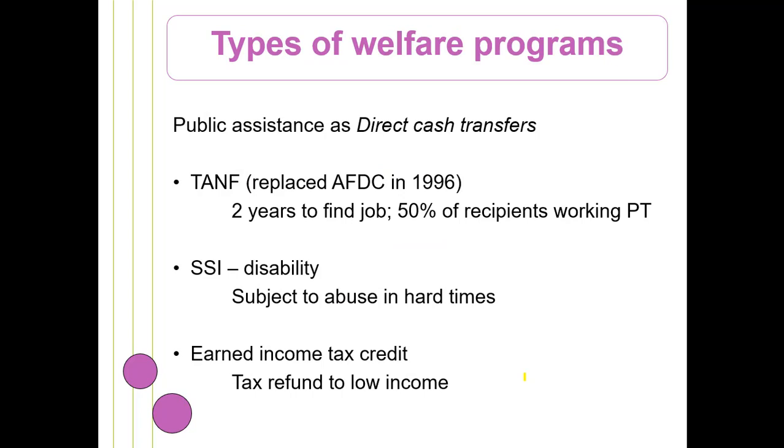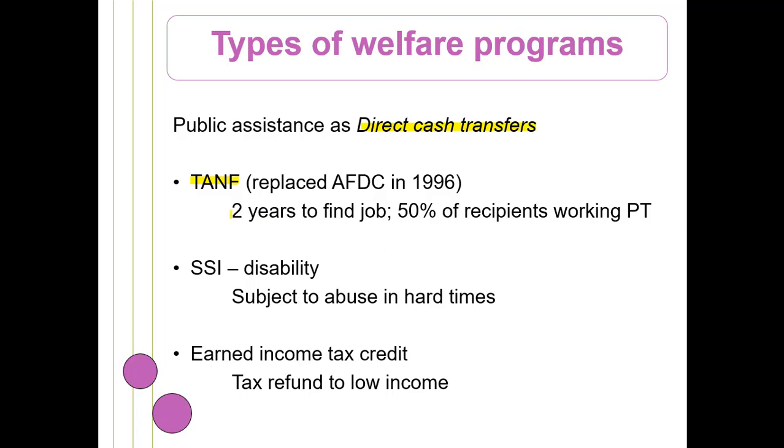So let's look at some of the various types of welfare programs. Public assistance can be delivered as direct cash transfers, such as Temporary Assistance to Needy Families. This is actually what we refer to as our welfare program, which was part of that reform back in the 1990s.